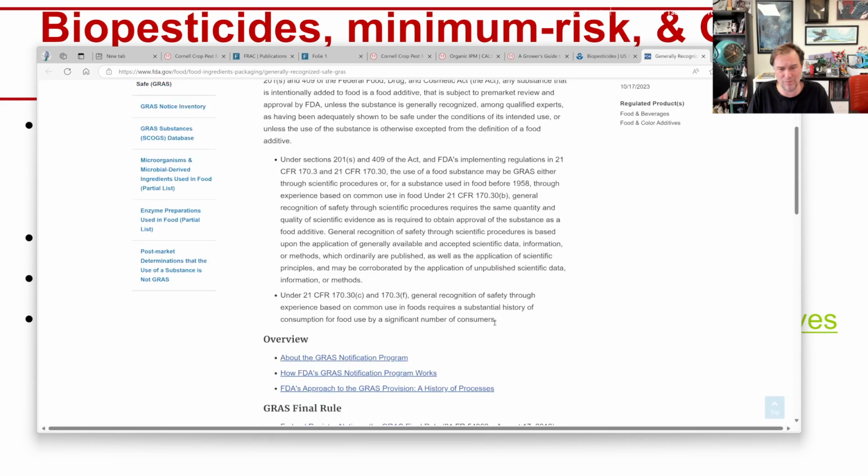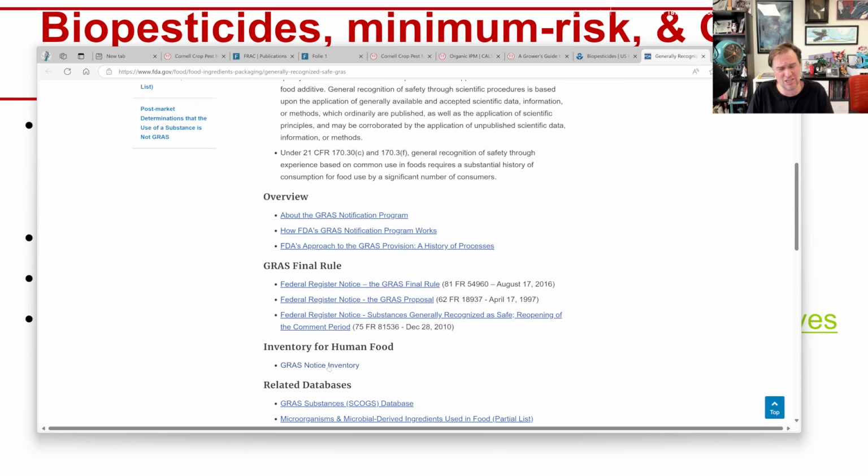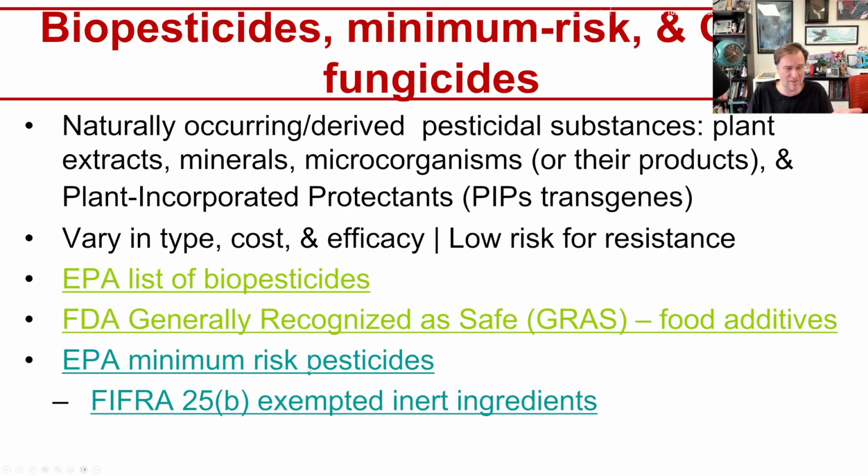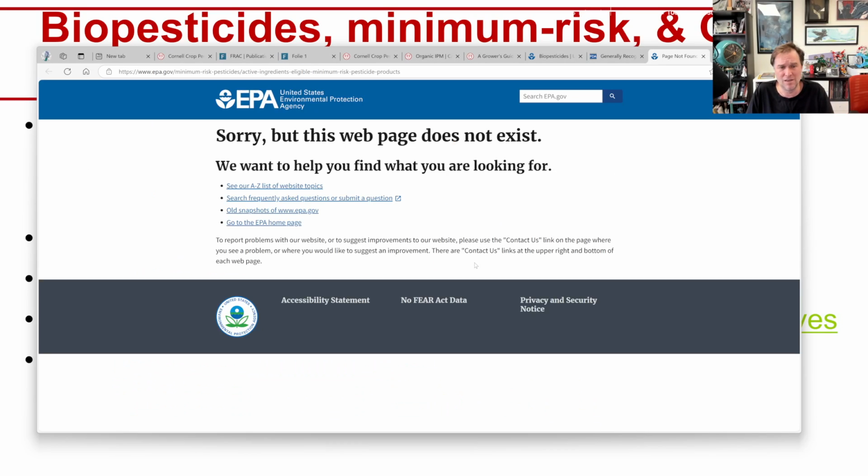We can take a look at their page. You can read about it. You can read the notice. You can check the GRAS inventory for human food and what types of things as well, and whether they can be used for. And then, of course, EPA has minimum risk pesticides. They're so innocuous that they're generally exempt. You can take a look at their stuff as well.